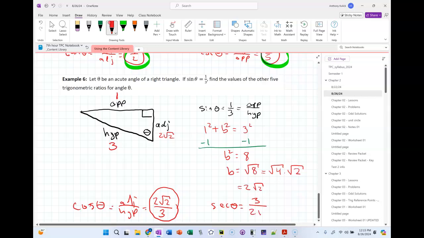Secant is the reciprocal of cosine. So I'll just flip that. But I notice in doing so, I have a radical in the denominator. I want to rationalize that. What do I need to multiply the top and bottom of 3 over 2 root 2 by to rationalize this?